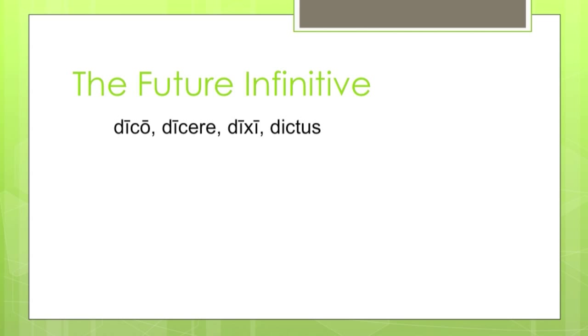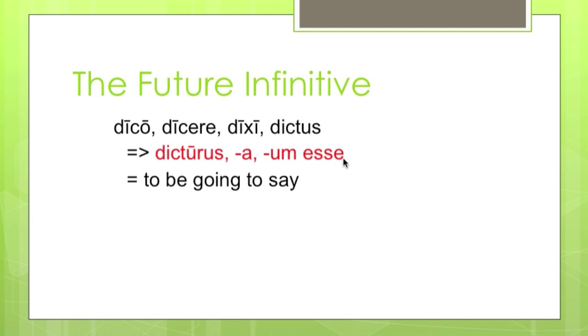Here are some other examples. So let's say we have dico, dicere, dixi, dictus. If we want to make the future infinitive, we go like this. Dicturus, a, um is the future participle from dictus, and then we add esse. Literally, to be going to say.